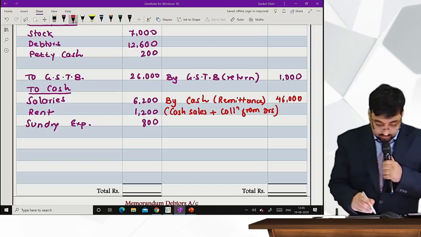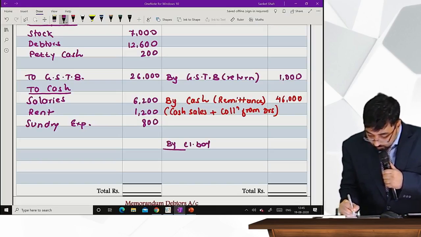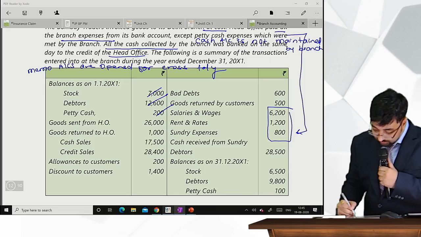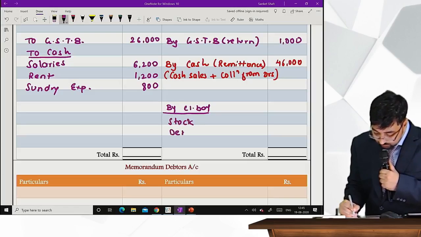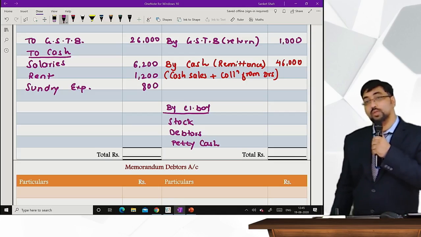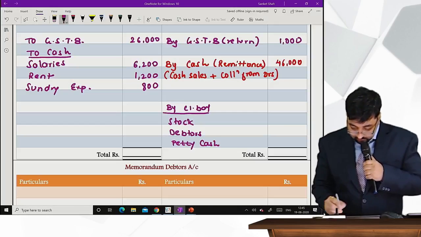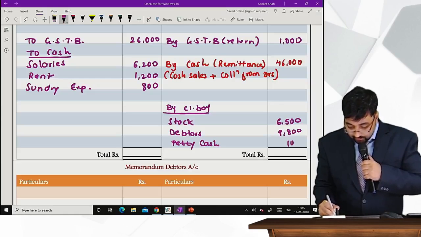Next one. Closing balances. By closing balance, write down stock, debtors and petty cash. What is stock? 6,500. Then debtors is 9,800 and petty cash is 100.